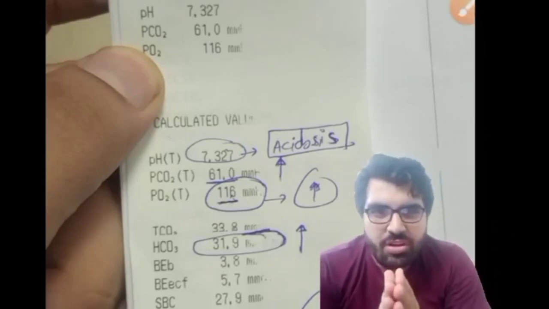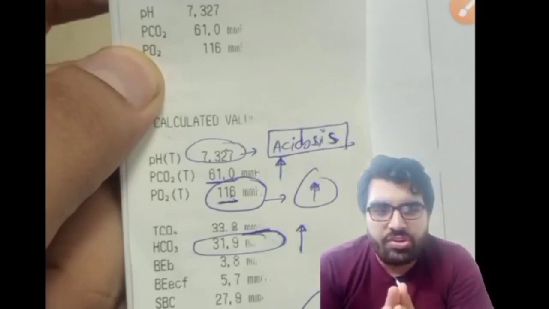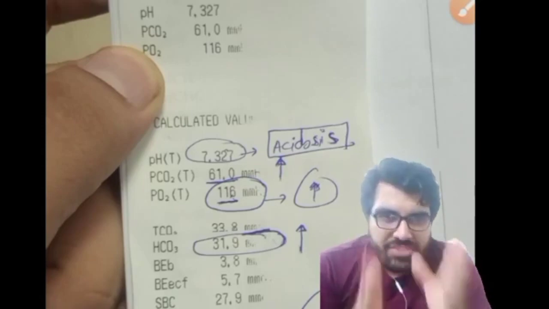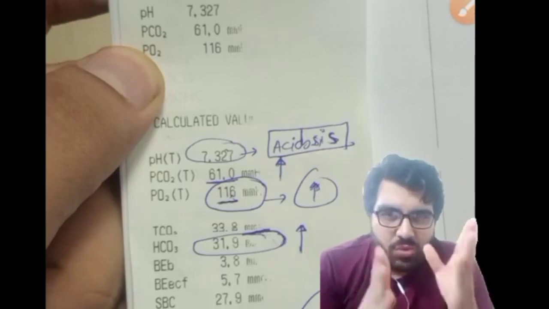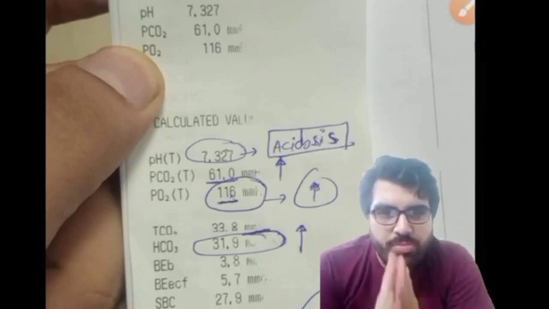So this patient presented with drowsiness. The patient is a smoker with a 40-year history of smoking. So from this ABG, what is your diagnosis? The first thing is you look at the pH.